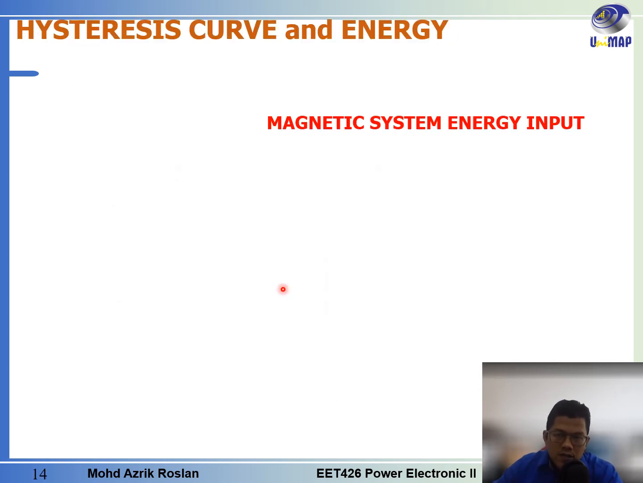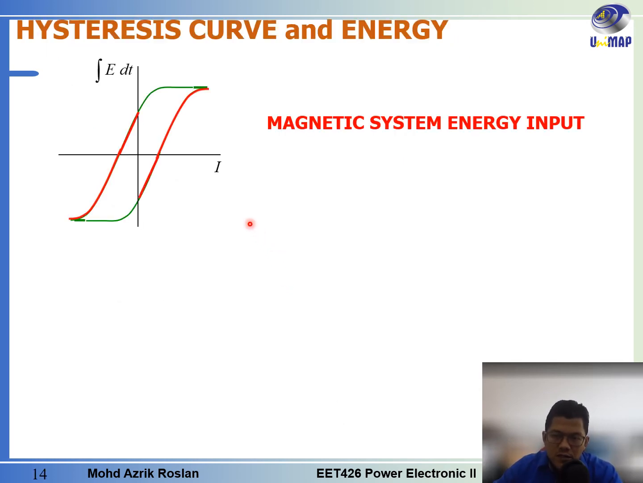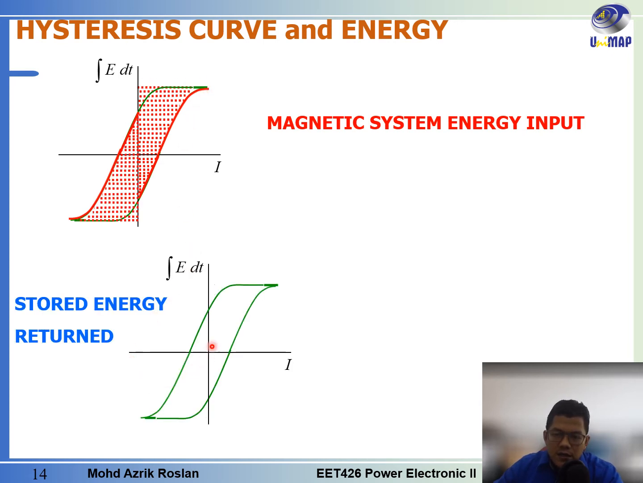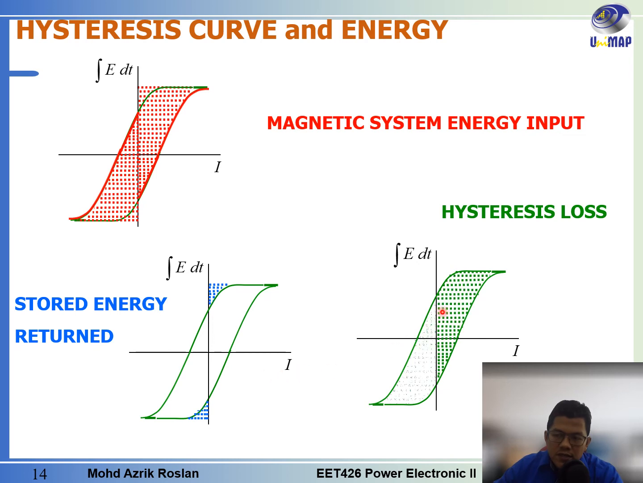Now we will look at the hysteresis curve of the transformer. In the red area here, this is the magnetic system energy input, the energy that occurs in the transformer. Then the blue portion here is the energy stored in the transformer. And finally the green area here is the hysteresis loss that occurs in the transformer. The hysteresis loss happens due to the reversal of the magnetization in the transformer core.